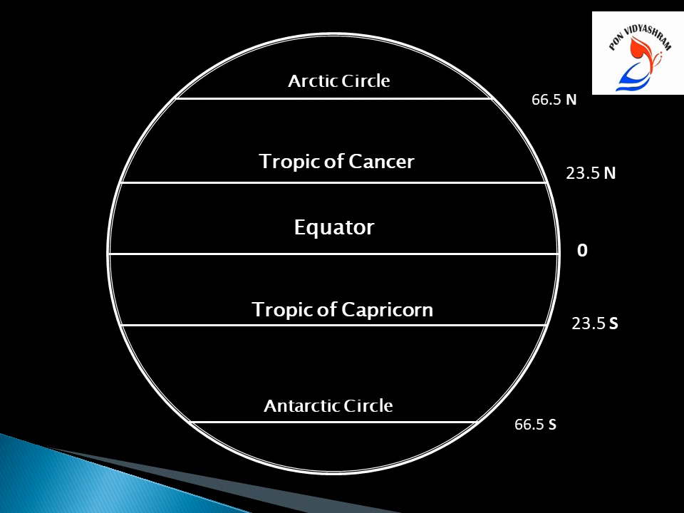So children, again I am saying, these are imaginary lines drawn on the earth by the geographers to locate the places on earth. So equator at 0 degree, we have Tropic of Cancer at 23.5 north, Tropic of Capricorn at 23.5 degrees south, Arctic Circle at 66.5 degrees north and Antarctic Circle at 66.5 south.